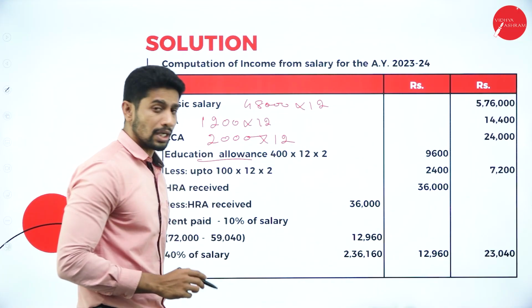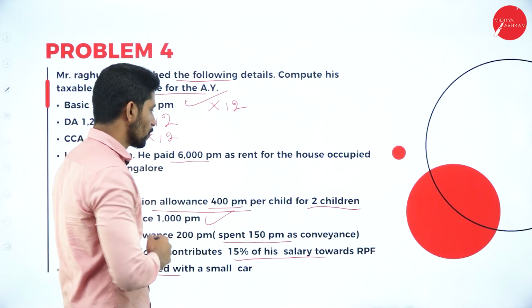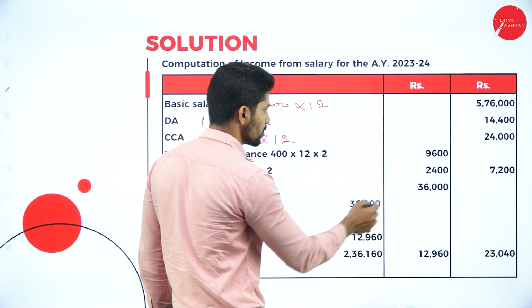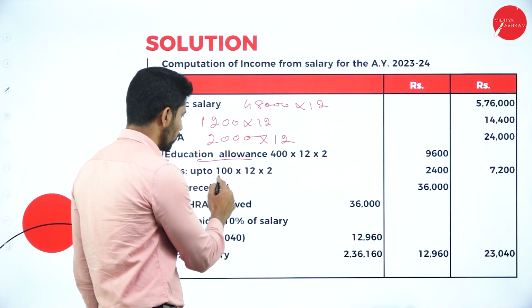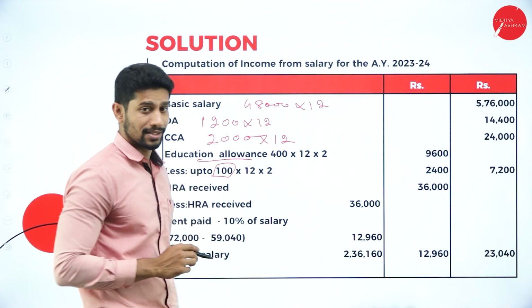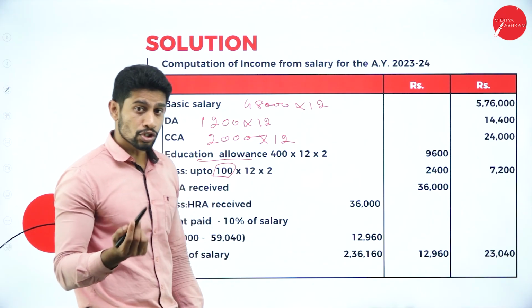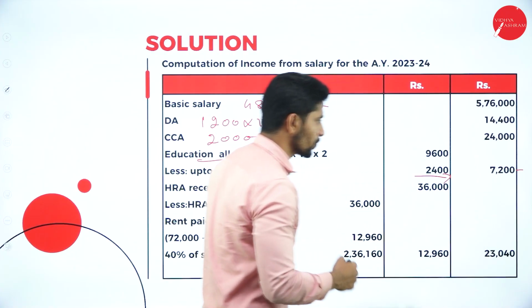And children education allowance, how much is he giving as an employer? He is giving 400 per child. So 400 per child for 2 children into 12 months, you will get 9,600. But the maximum exemption is how much? Yes, as I said, it is 100 per child, maximum of 2 children. Into 12 months, it is 2,400. Balance 7,200, outer column.